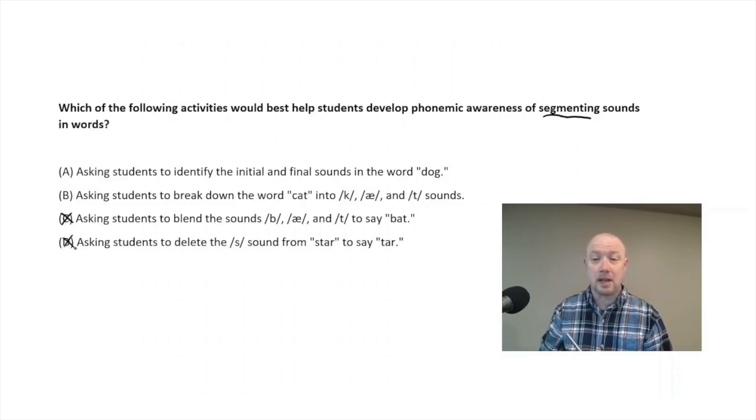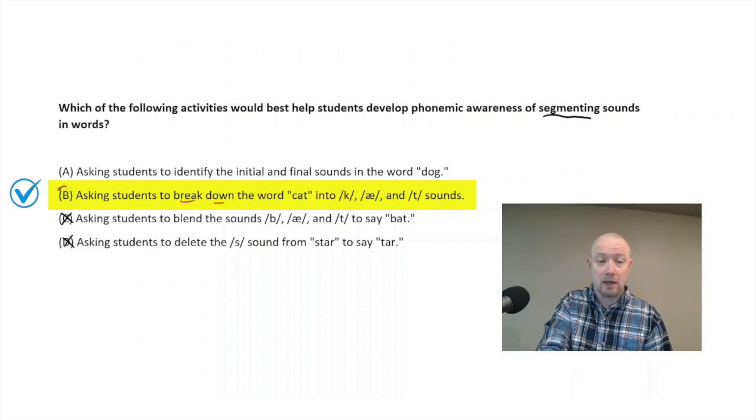So when we talk about segmenting, we're talking about breaking it up into parts or breaking it down. So the key word here I'm looking for is breaking it down. So like breaking down the word cat into the three sounds. The C sound, which sounds like the K for cat, the A sound, and the T sound. So the correct answer here is choice B.